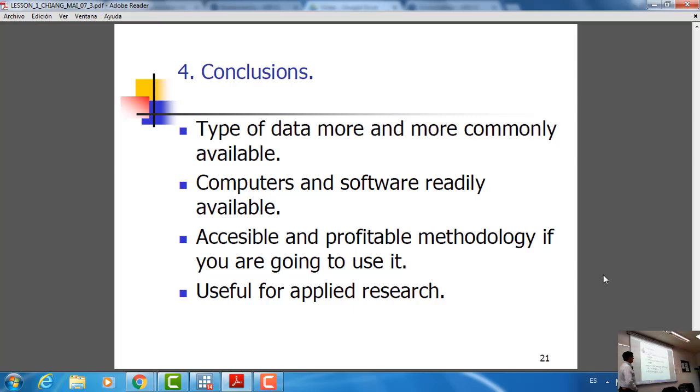that this type of data is more and more commonly available. The computers and software are available. We have Stata 14. I don't know if it is installed in all the computers, some or none.